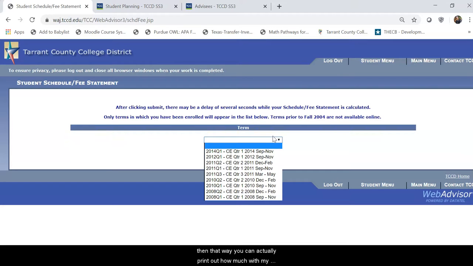And then that way you can actually print out what my bill is going to be. And then that way, if you need to submit it for tuition reimbursement, different things like that, you can print that out, or you can screenshot it, convert it to a PDF, send it where it needs to go. You have that if you're a sponsored student and you need it for a bid letter as well. And then you're all set.